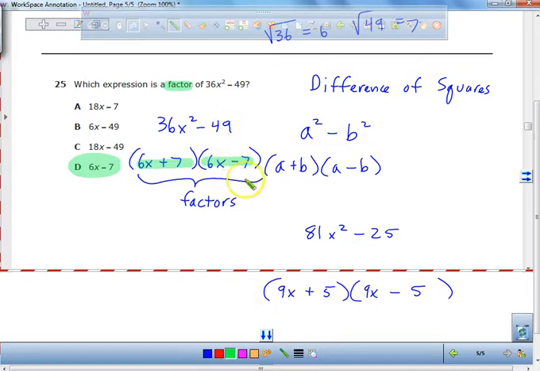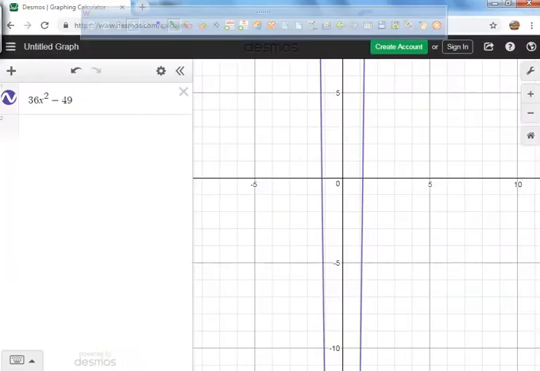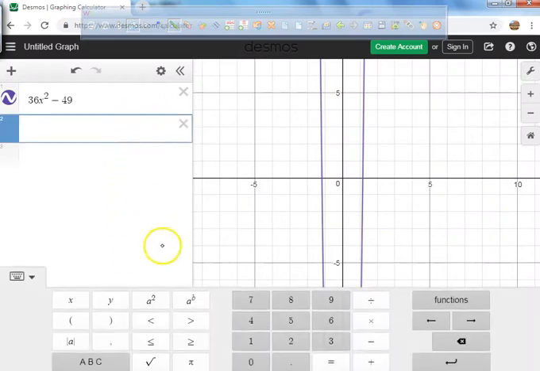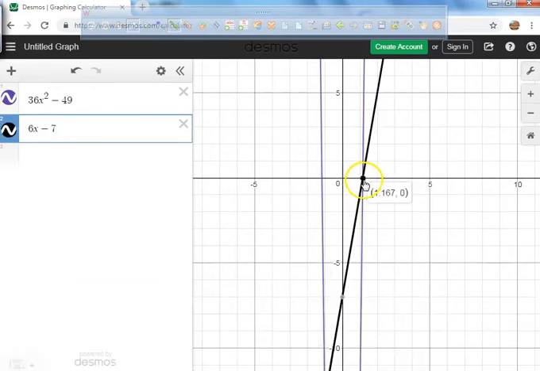Here's what I want you to do. In Desmos, type in, right here, 6x minus 7. And look where it passes through. It passes right through on the x-axis right at one of the roots. That's one of the linear factors. Okay?